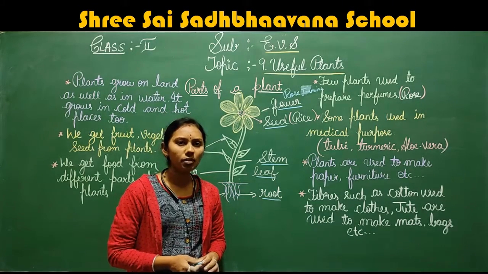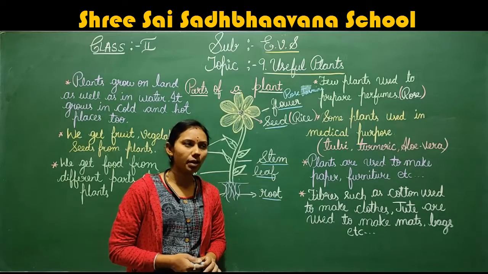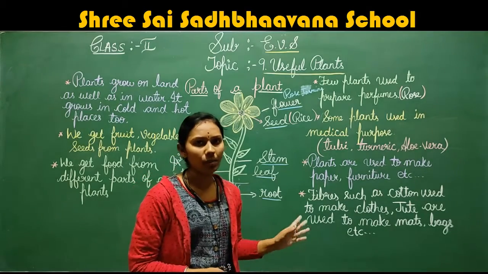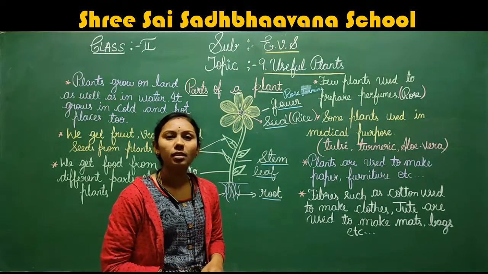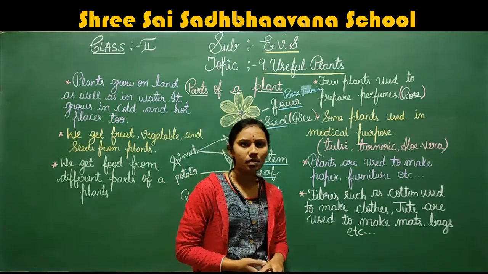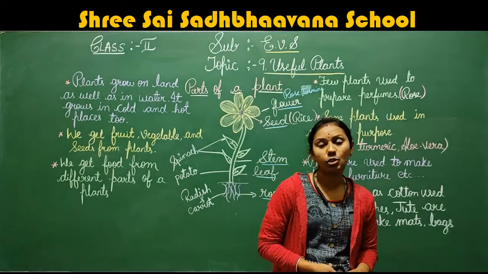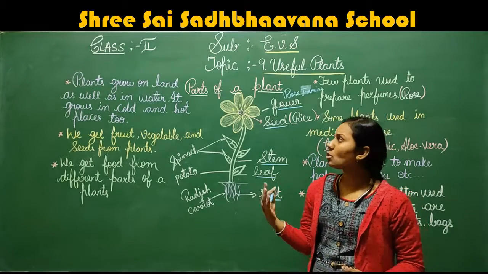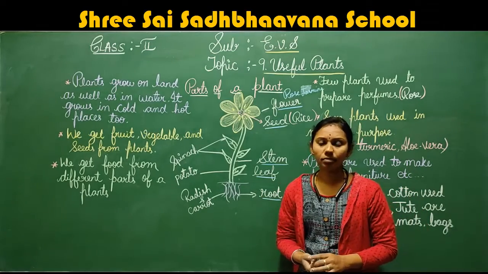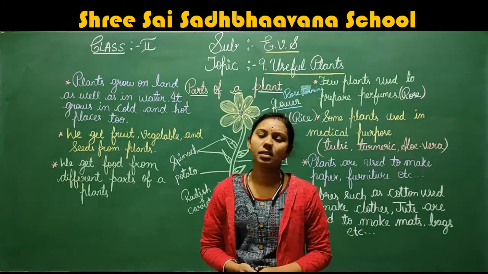Cotton clothes. From where will we get them? From the cotton plant only. These are the fibers we get from plants, like jute and cotton. That helps us in making mats and bags. Jute. So in so many ways the plants are helping. Plants are very useful to us.